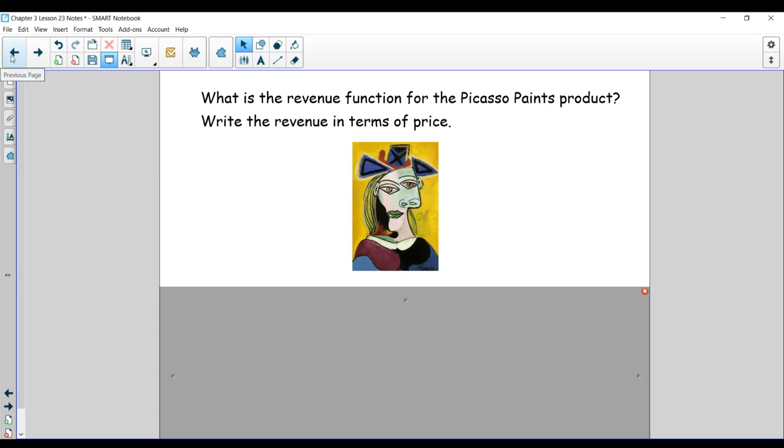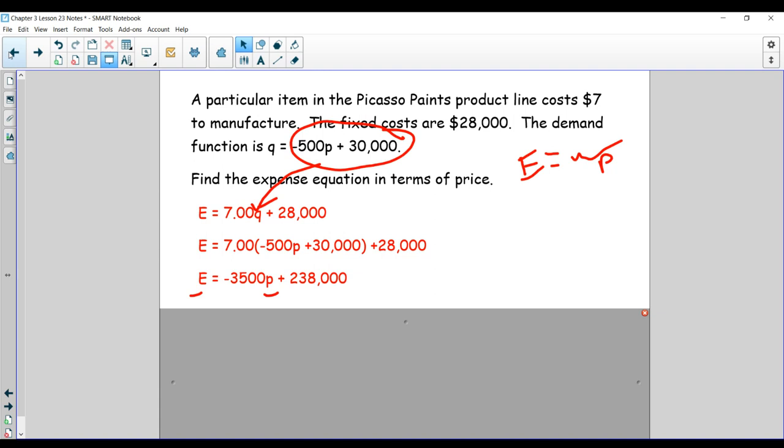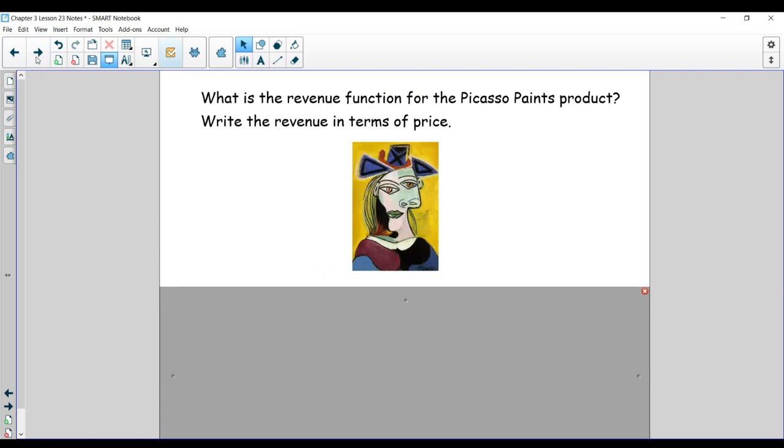So using this quantity right here from a moment ago, what is the revenue function for the Picasso Paints product? And I want to write the revenue in terms of price. So revenue, so how much money you're going to make, is going to be how much you charge for something times how many things you sell. So if you make 10 items and you sell 5 of them, you would make $50.